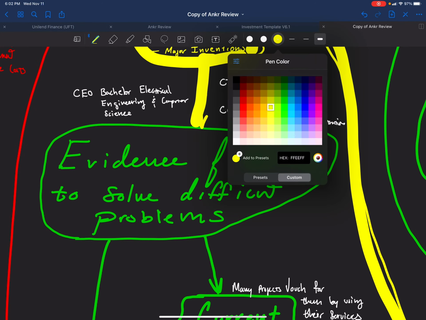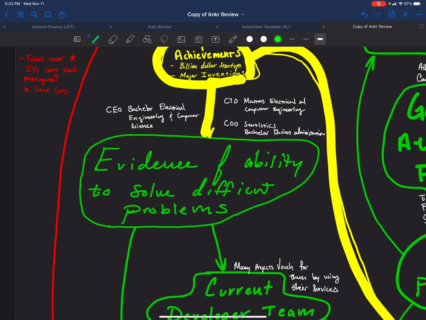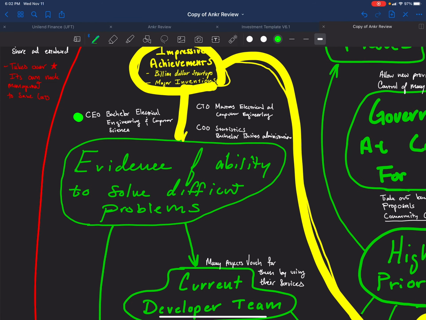Okay, so for evidence of ability to solve difficult problems, their CEO has a bachelor's in electrical engineering and computer science. STEM is what you want to see. Obviously, STEM is the only kind of degree that could make you successful in this field. That's way too broad of a statement. I retract that. For technical stuff like programming and for delivering complex solutions, you want to see those STEM backgrounds, and a lot of them are in those STEM backgrounds.